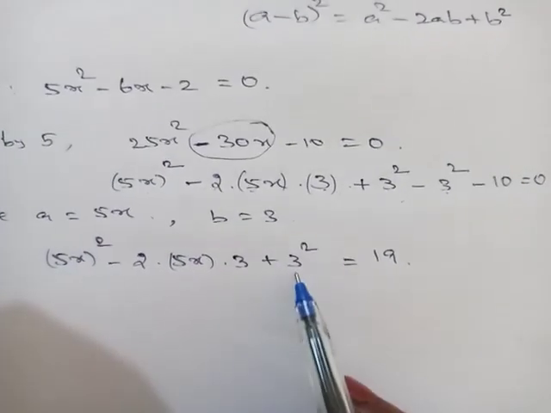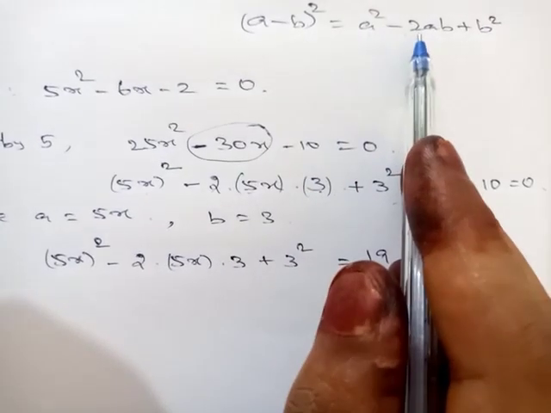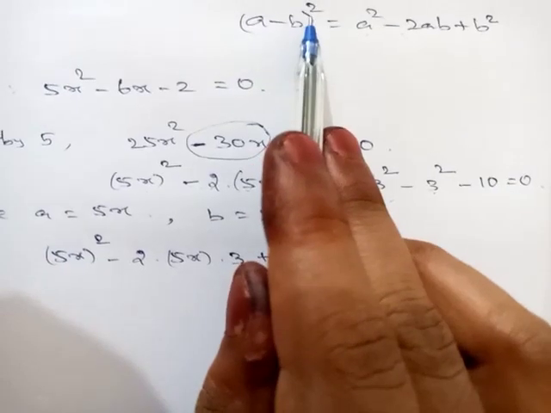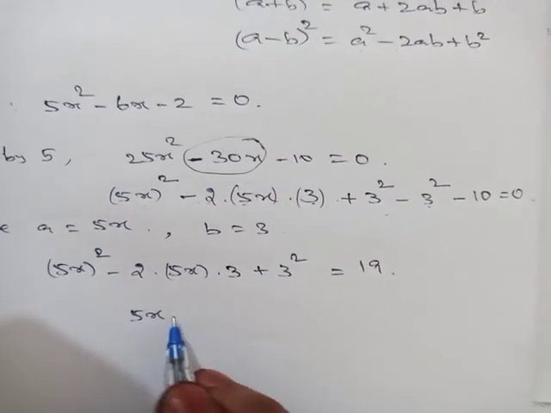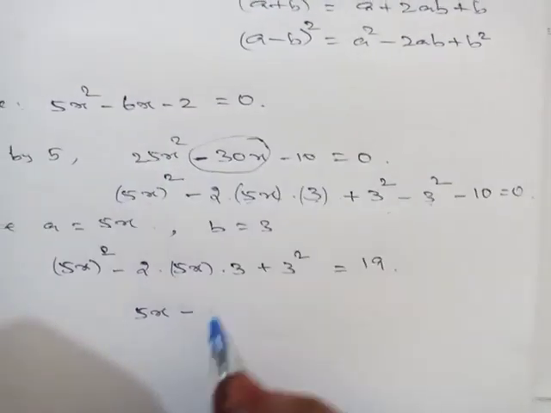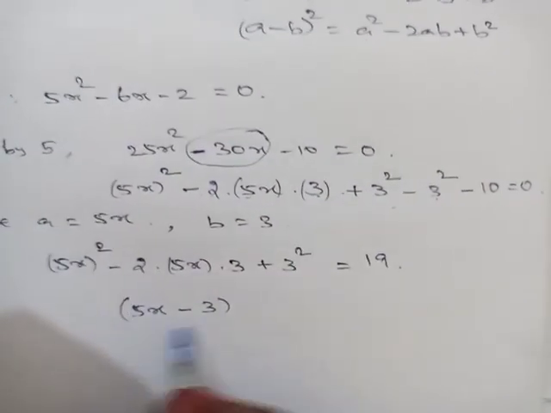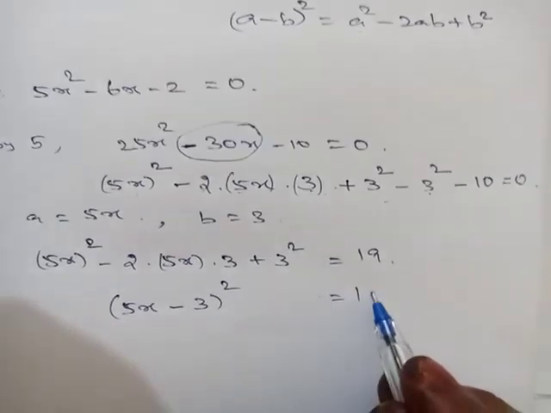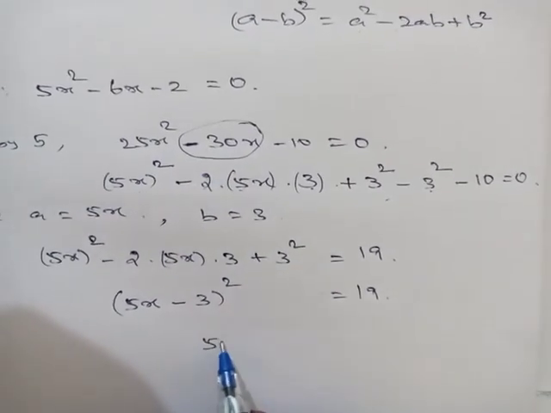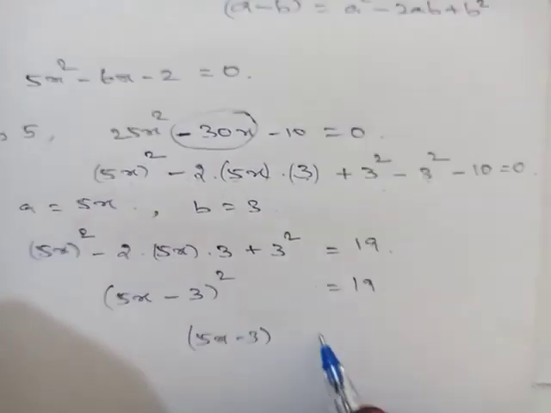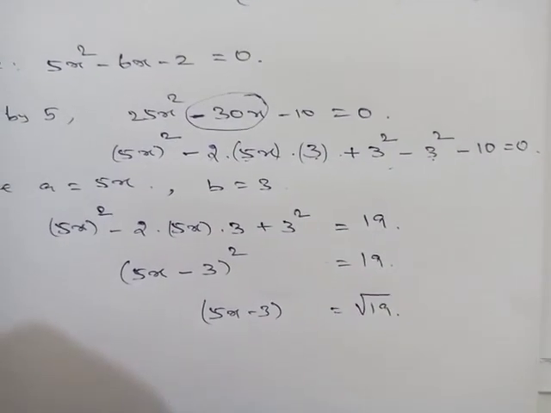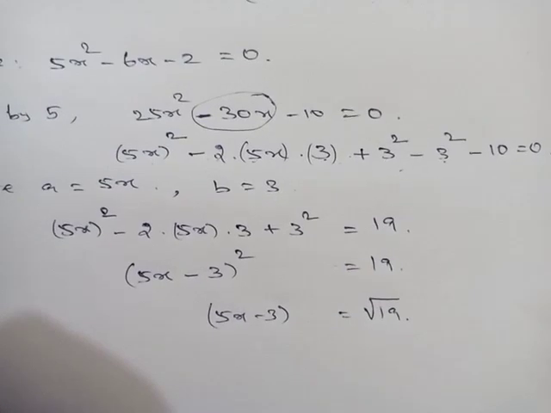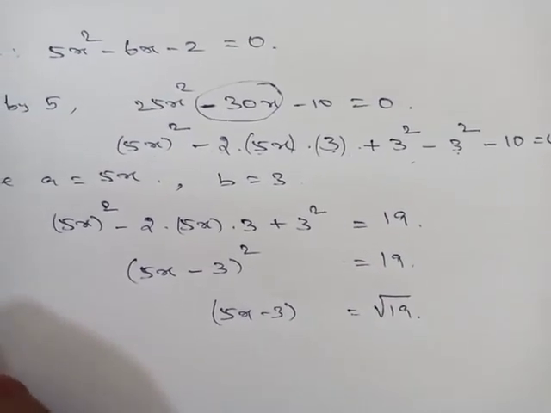So for this part alone what can we write? A square minus 2ab plus b square means a minus b the whole square we can write. Yes. So a is 5x, b is 3. So 5x minus 3 the whole square is equal to 19. So what is 5x minus 3? Taking square root on both sides, square root of 19. So here we are taking square root.